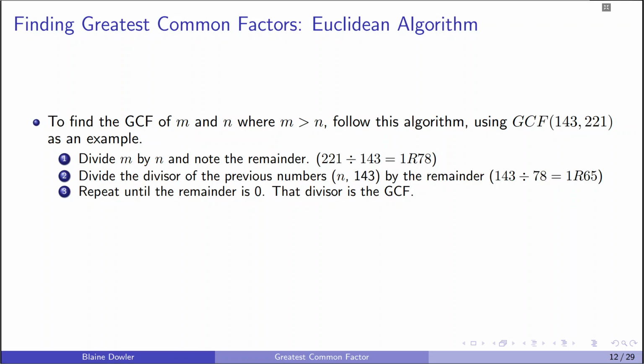So in this case, 78 divided by 65 gives us one remainder 13. 65 divided by 13 is 5 remainder 0. Remainder 0 is what we're looking for. 13 is the greatest common factor. In fact, 221 is 13 times 17, and 143 is 13 times 11. So the Euclidean algorithm is useful when you have very large numbers or when you just don't recognize the factors. This method will extract them no matter what.